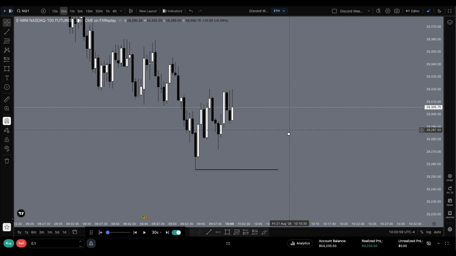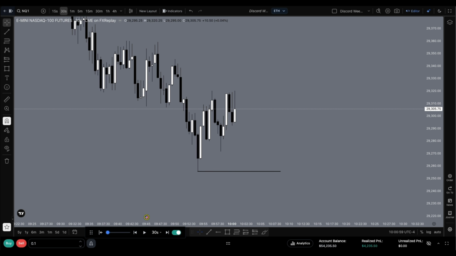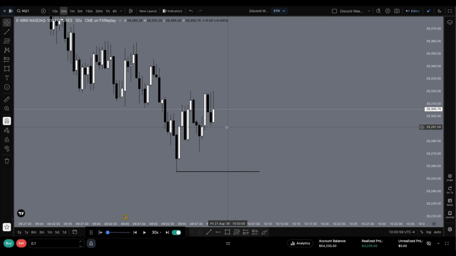My bad, someone came in. Alright, let's see. So this is our last trade. Hopefully we can get this because we need a payout. So if we get this, we will receive a max payout. So let's see.